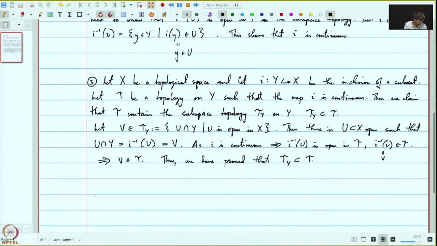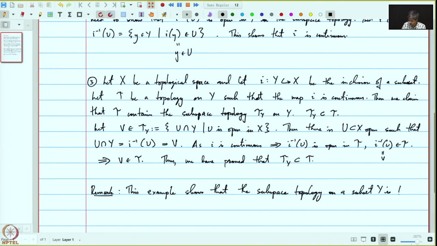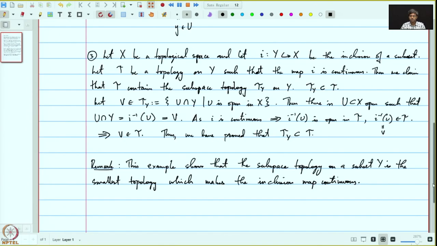So the point of this example is that, so let's make a remark. This example shows that the subspace topology on a subset Y is the smallest topology which makes the inclusion map continuous. Right? We have proved that if we put any topology on Y for which the inclusion map is continuous, then that topology contains the subspace topology. So in other words, the subspace topology is the smallest topology which makes the inclusion continuous.